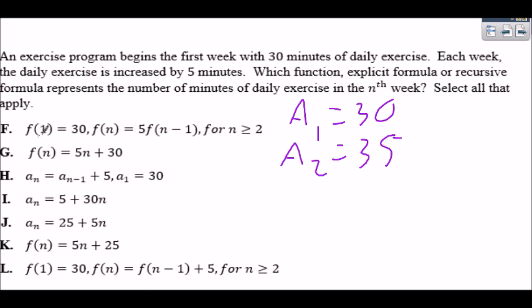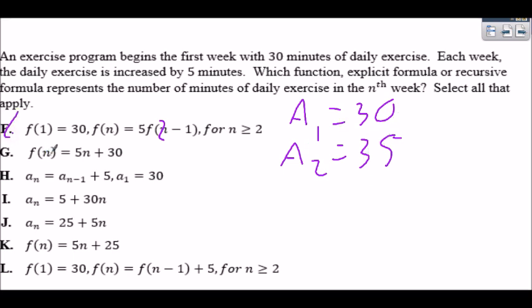So F says for the first week, do 30 minutes. Then multiply 5 minutes times what day it is for every day that is the second day or greater. So let's plug in 2 for N. So that means 2 minus 1 is 1. 1 times 5 is 5. That doesn't get us to 35. So F is off the table.